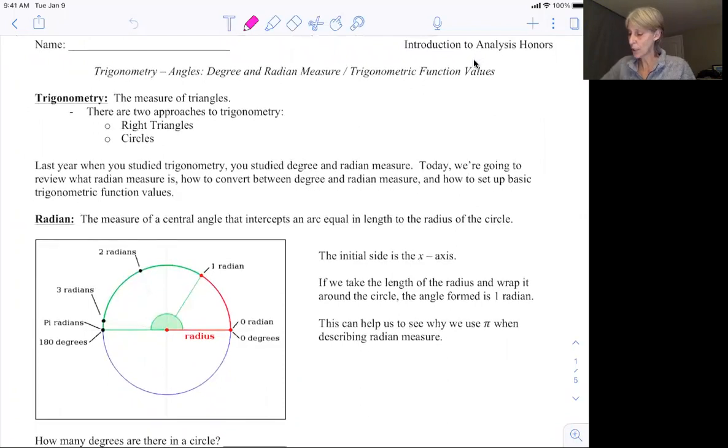So last year when you studied trigonometry, you studied degree and radian measure. Today we're going to review what radian measure is, how to convert between degree and radian measure, and how to set up basic trig function values.